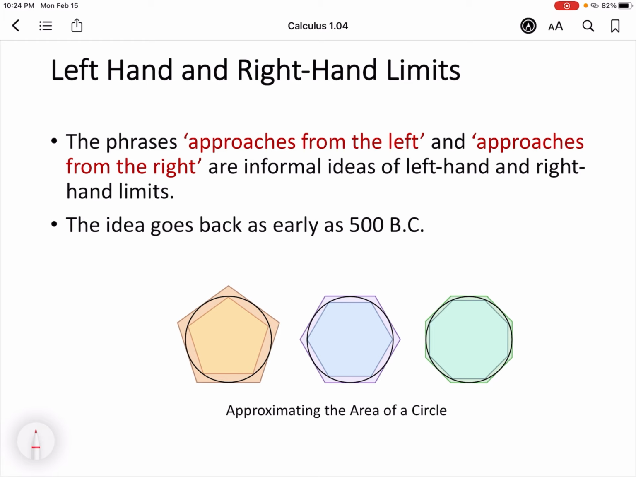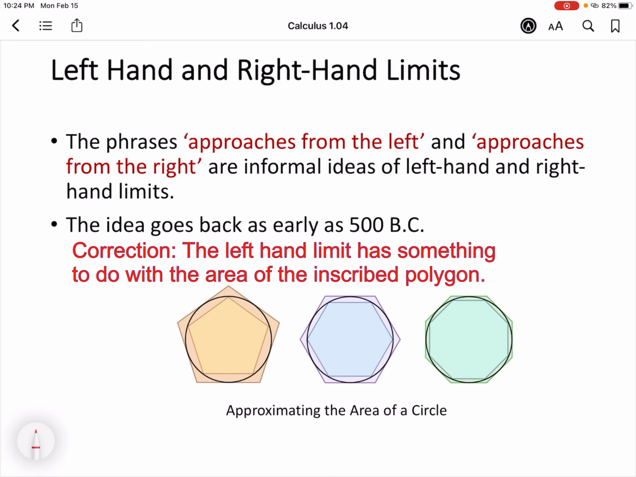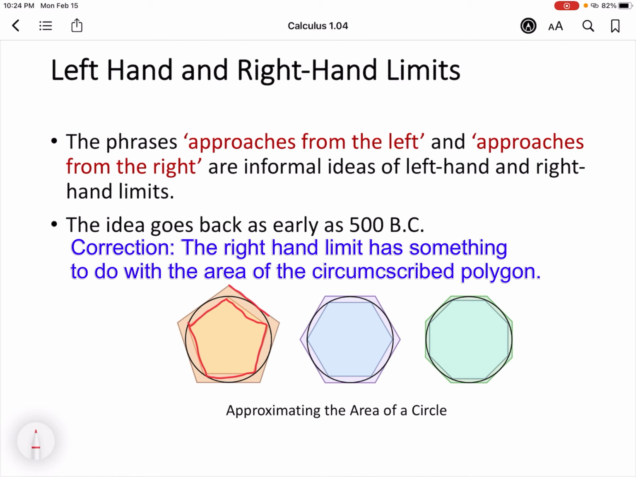And kung makikita nyo dito, to approximate the area of a circle, we can inscribe polygons, no? Inscribe nasa loob ng circle at circumscribe nasa labas ng circle. Yung left hand limit ng area ng circle ay yung nasa loob, no? Palapit siya ng palapit sa area ng circle, pero from the left siya kasi mas maliit siya dun sa area ng circle. Yung mga circumscribed polygons naman, yung nasa labas, from the right naman siya kasi mas malaki siya dun sa area ng circle.